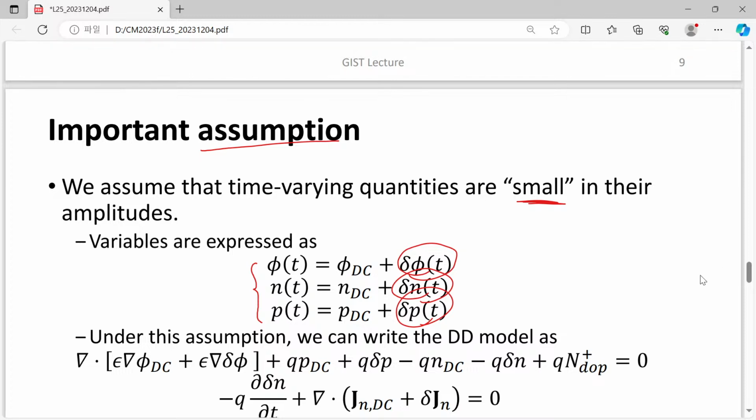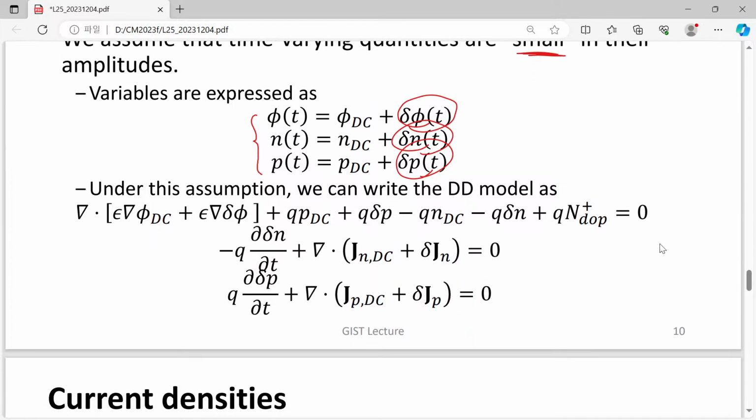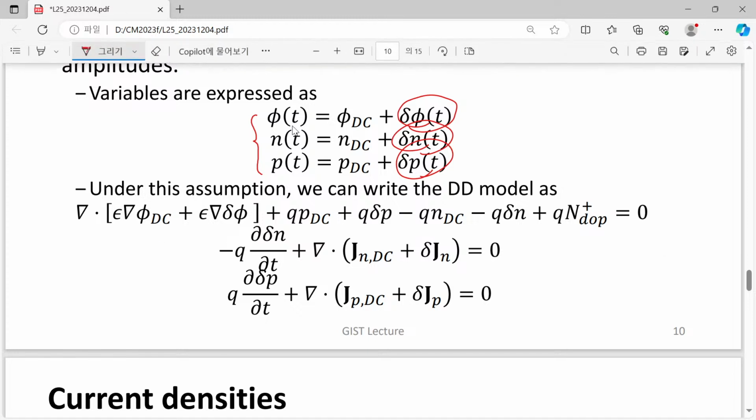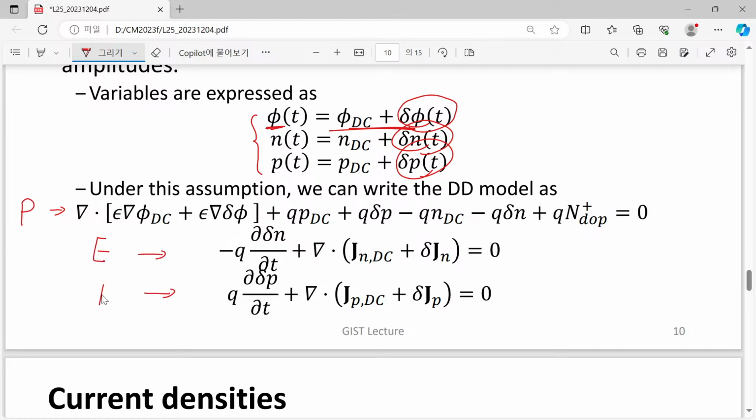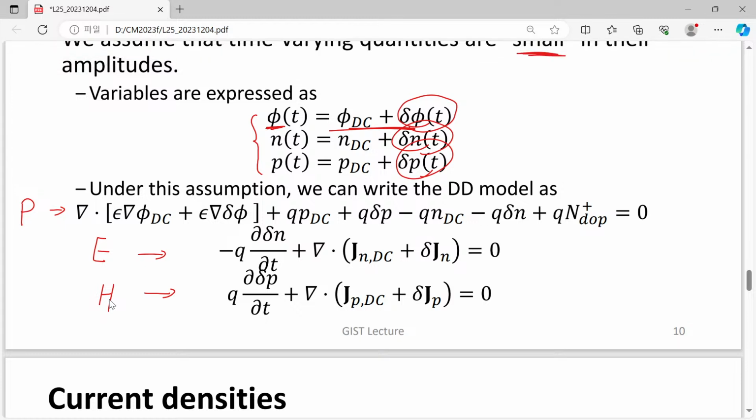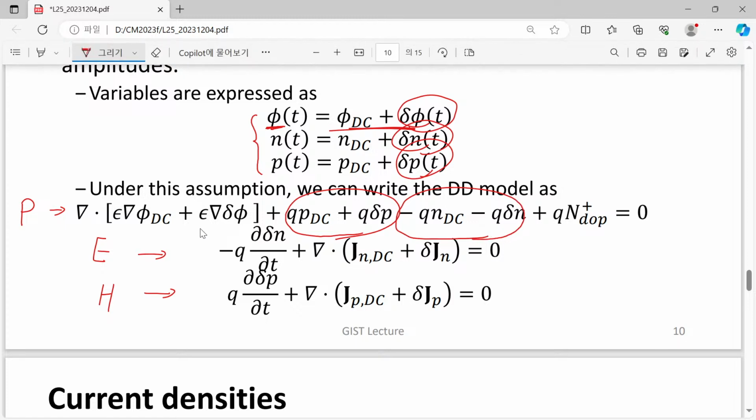And under this assumption, we can write our drift diffusion model in this way. What is it? I just insert the decomposed form into our Poisson equation. And this is the electron continuity equation. And this is the hole continuity equation. What is new? There is nothing new. I just write it down in a given way. This is just Q times P, and this is just minus Q times N, and this is nothing but epsilon times gradient of our electrostatic potential. And you know, this is just the electron current density. This is the hole current density.